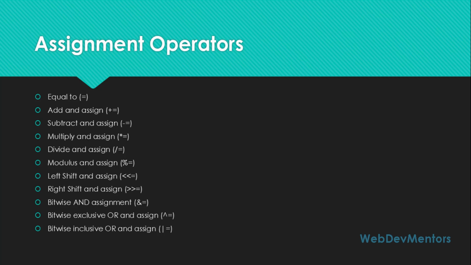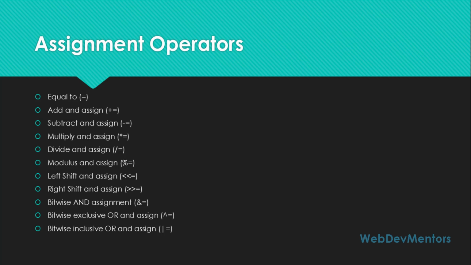Subtract and assign is pretty much the same as add and assign. It's going to subtract the value that you're giving and save it in the same variable. Multiply and assign is also pretty much the same, where a star equal to b is nothing but a is equal to a star b. Divide and assign will divide the variable by the value and assign it to the same variable. And modulus and assign is going to take the modulus of the variable with the value that has been given and assign it to the same variable.